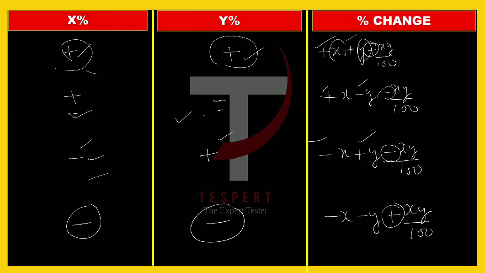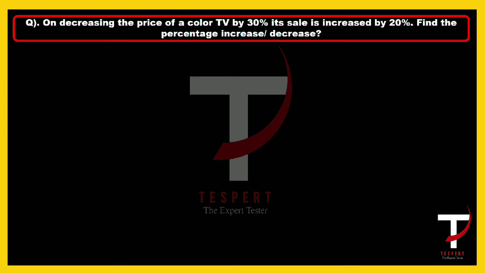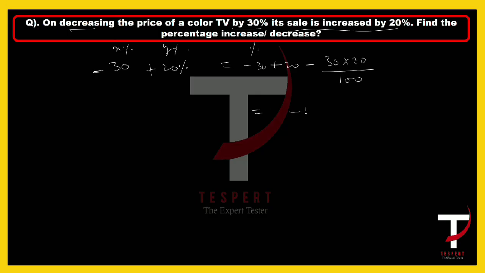On decreasing the price of a color TV by 30%, its sales got increased by 20%. Find the percentage increase or decrease. So what is X percent? X percent is 30, but it decreased, so decreasing by 30% means minus 30. And Y%: the sales got increased by 20%, so it is plus. Here minus, here plus. So the percentage change is minus 30 plus 20, and since one of these values is minus, it will be minus 30 into 20 by 100. Calculate this: minus 10 minus 6, minus 16% is the percentage change. Minus in the sense it is a decrease.